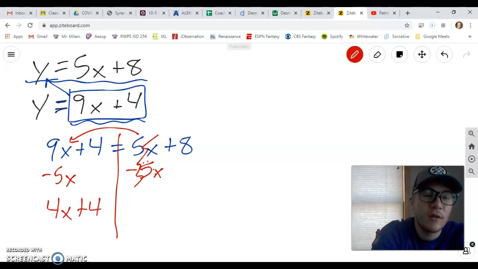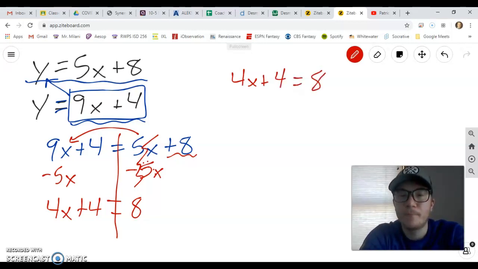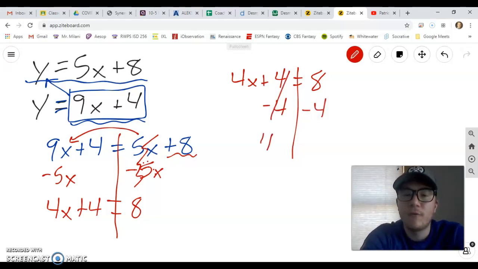4x plus 4 on the left is equal to just this 8 now on the right side, since the 5x was canceled. I'm going to bring this up here for a little more room. 4x plus 4 equals 8. Okay? Continuing to get x alone, I'm going to subtract 4 from each side as I'm kind of whittling away at that x value. That's canceled. I've got a 4x all by itself now on the left. 8 minus 4 on the right side is 4.